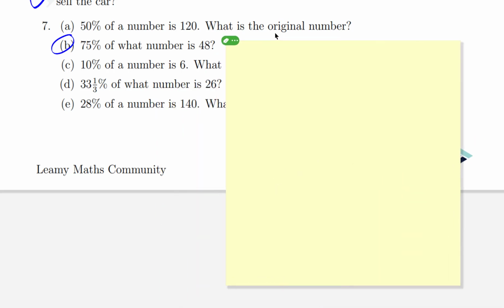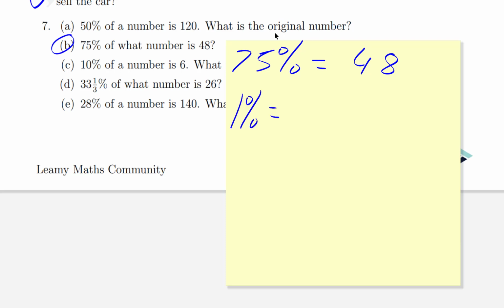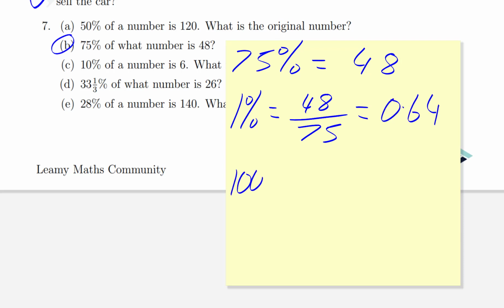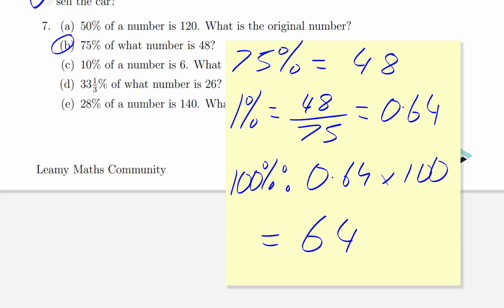Okay, so what that's telling me is that I know that 75% is equal to 48. So anytime you're working with percentages, the best thing to do is always calculate 1% first. So in this case, how would I get 1%? Well, I know that 75% is 48. So I'd have to take 48 and divide it by 75 in order to get 1%. So 0.64 is 1%. Then to get the original number, the original 100%, that would be 0.64 times 100. So the answer is 64.